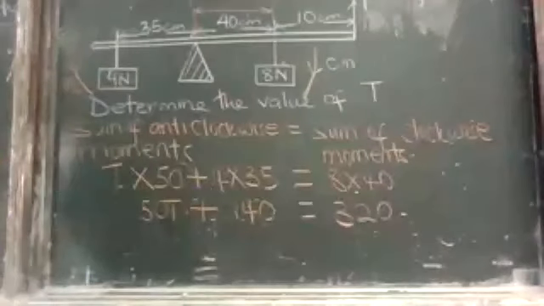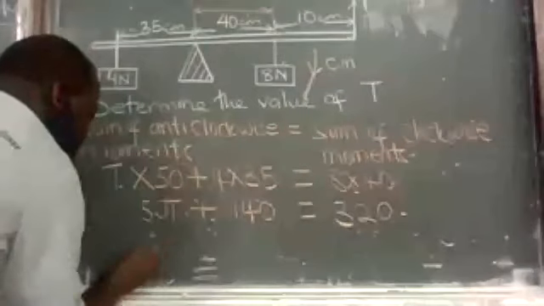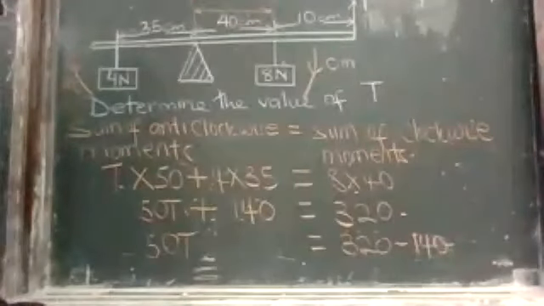Mathematically, when 140 goes to the other side, what happens? You subtract it. It becomes a minus. So which brings us to 50T is equal to 320 minus 140, which is equal to 180. So 50T is equal to 180.